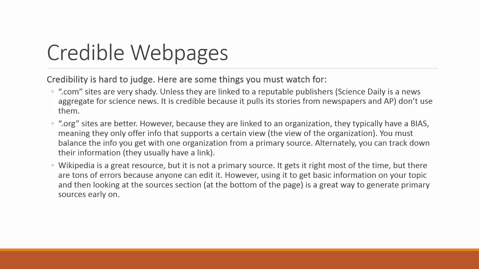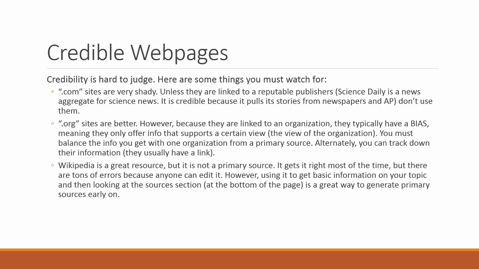Okay, so .org, and also I need to add something to this. It's .org and .gov. .gov is a government site. The .gov is also highly credible. .org sites are also credible. However, because they're linked to an organization, they typically have what's called a bias, meaning that they offer info that supports a certain view, usually the view of the organization.